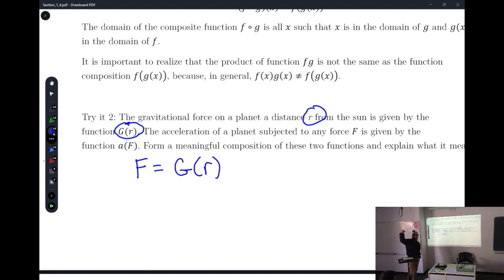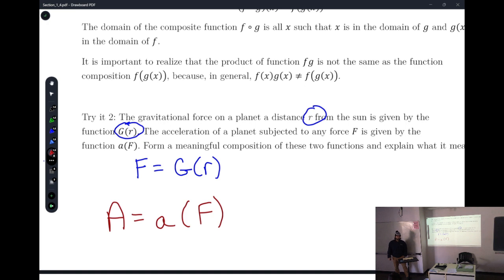Newton's second law says that if you have a force, then you have an acceleration. So there's an acceleration that's based on a force. We're going to call that A. So now we have A is equal to little a of capital F.